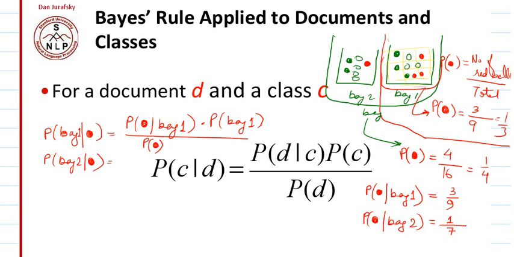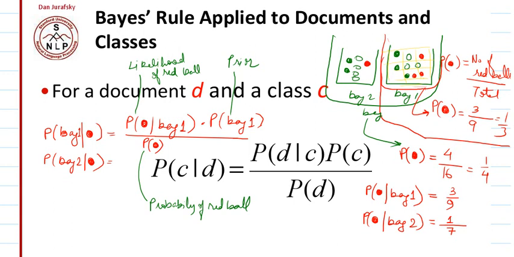This is the prior probability of the bag, and this is called the likelihood of the red ball, and this is just the marginal probability of a red ball. So this probability of red ball is the probability of red ball seen in the collection of these two bags.